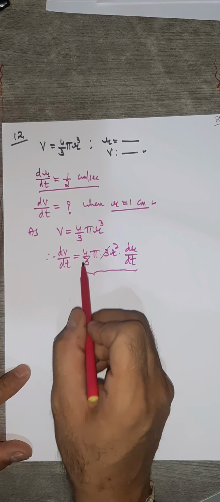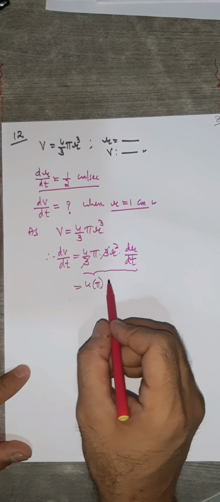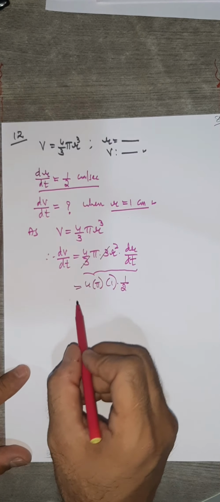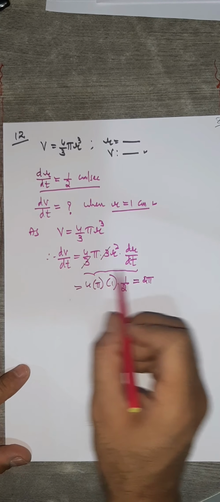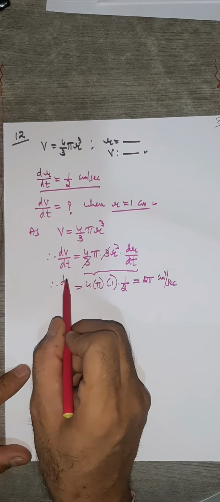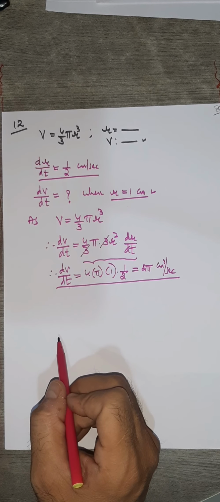3 will get cancelled. 4 pi as it is. What is r? Here it is 1. So 1. What is dr by dt? It is nothing but a half given to you. So what we'll get from this? 2 pi centimeter cube per second. That's the change in the volume, as we did earlier number of times.